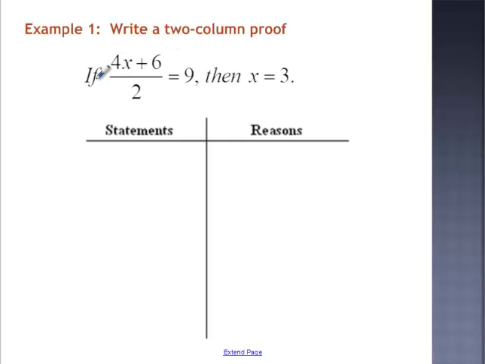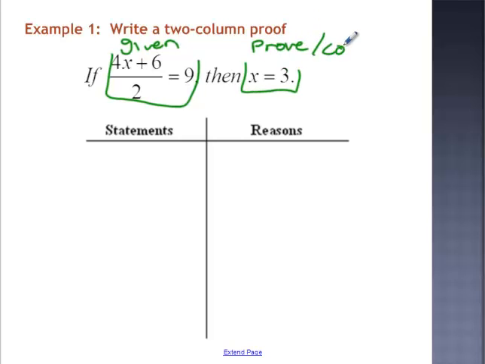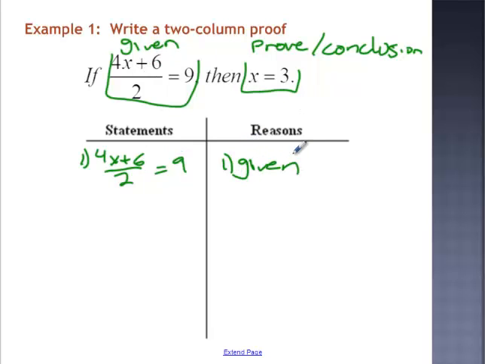So let's take a look at this. We have if this, then this. So this is my given, and this is my proof, or my conclusion. You're always going to start here, and your last line of your proof is your conclusion. Always remember, number your proof, keep it as organized as possible, and whenever we write a reason, why did I write that? Well, it was given to me, so I write given for that reason.